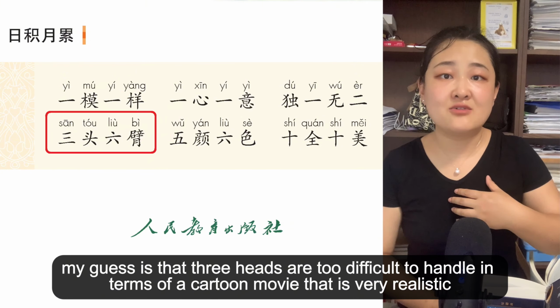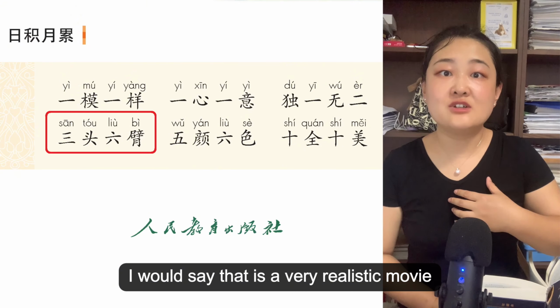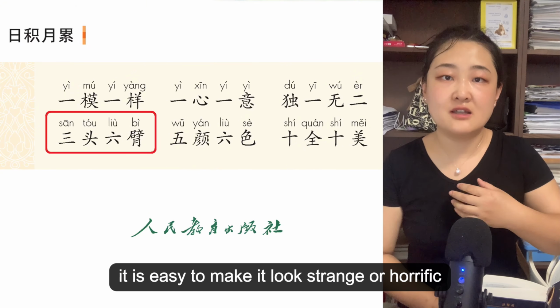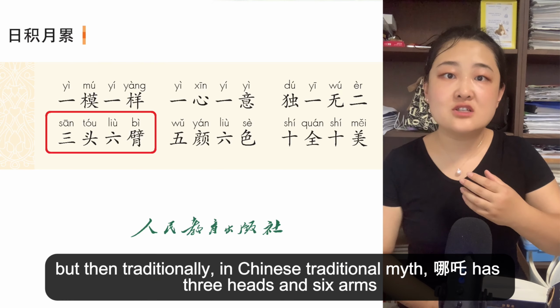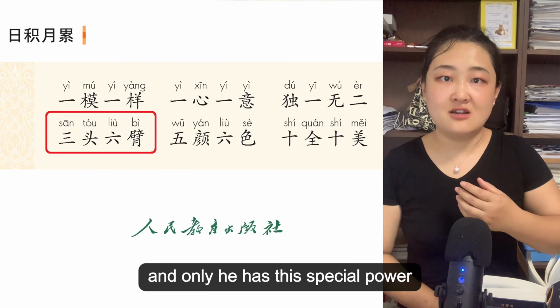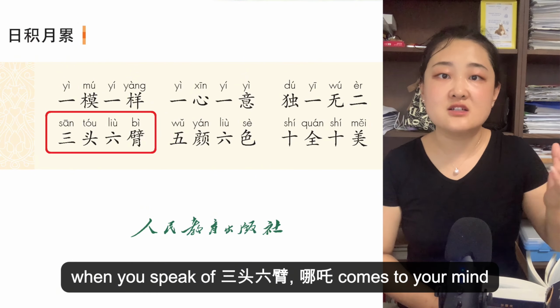My guess is that three heads are too difficult to handle in terms of a cartoon movie that is very realistic. I would say that is a very realistic movie, then three heads would be kind of hard to handle. It is easy to make it look strange or horrific. But then traditionally in Chinese myth, 哪吒 has three heads and six arms, and only he has this special power. When you speak of 三头六臂, 哪吒 comes to your mind.